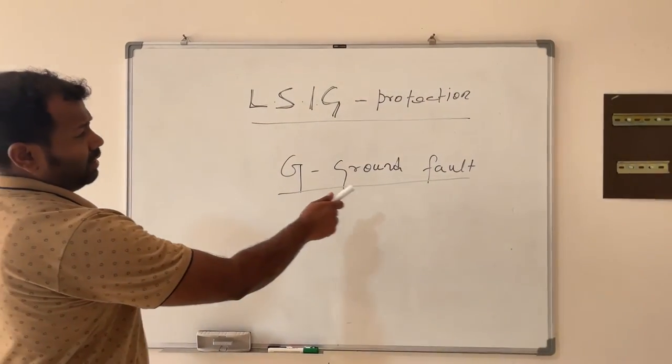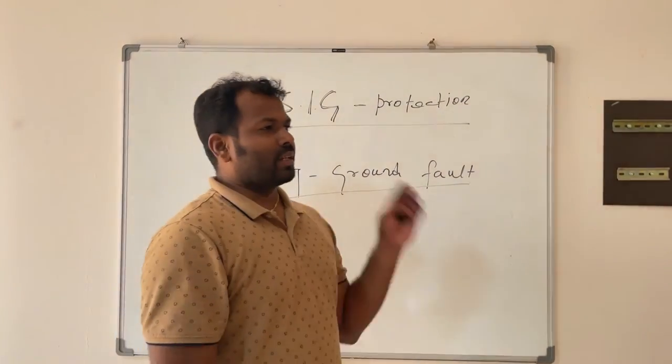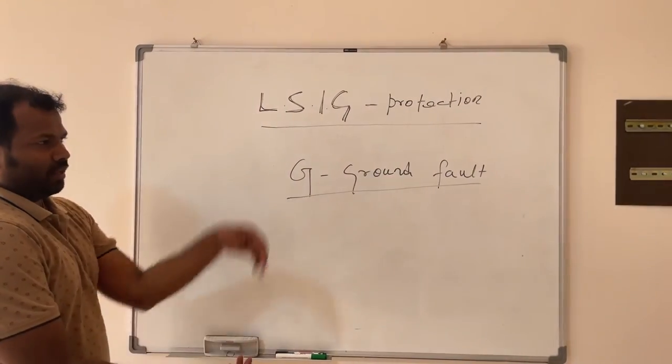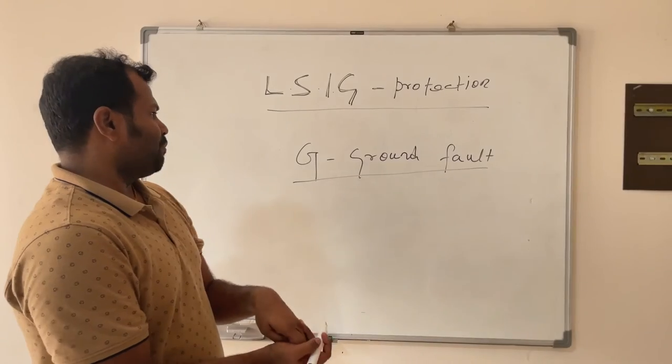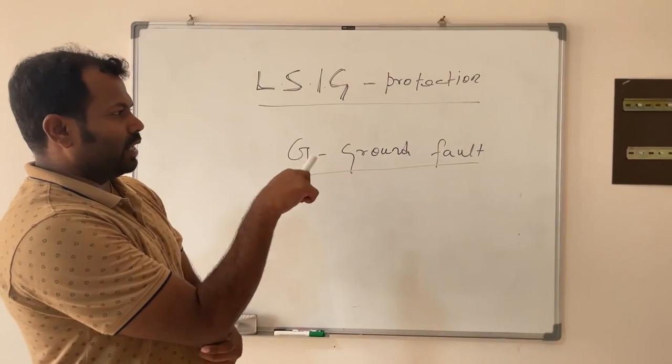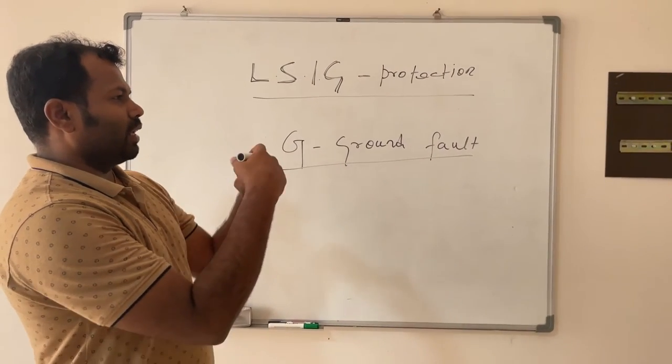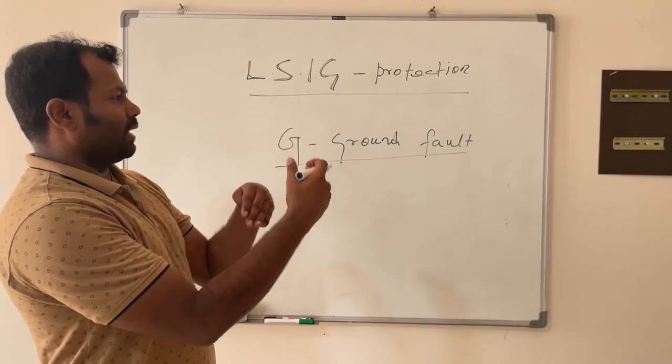G means ground fault. This trip level will monitor the ground fault of the equipment, the breaker. It will trip the breaker once the ground fault level goes beyond the setting level.